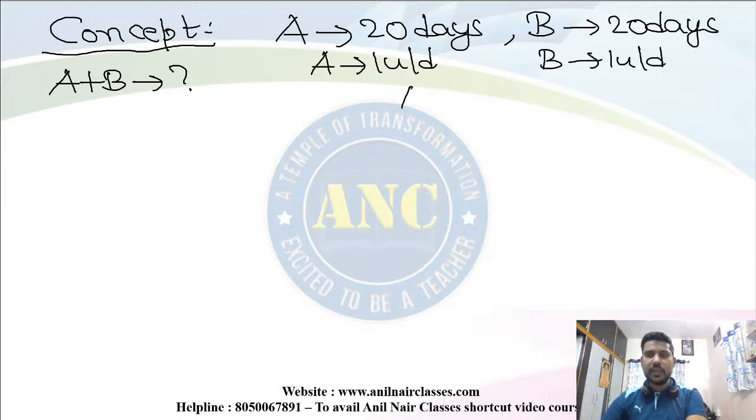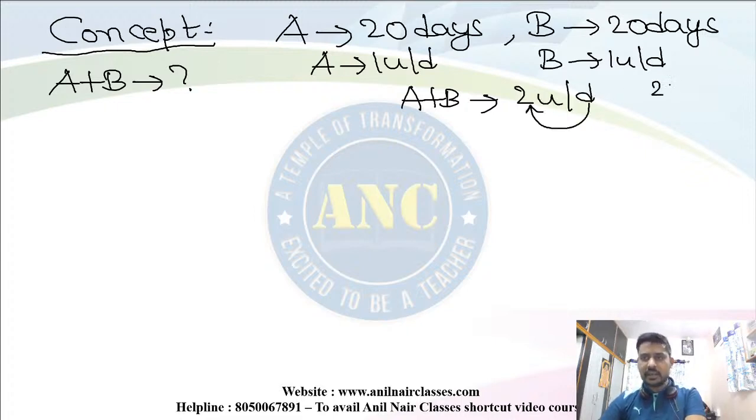So both of them together will distribute 2 units per day. The meaning of 2 units per day is, in one day they will distribute 2 units, but totally there are 20 chocolates. 2 units is 1 day, so 20 units means it is 10 days, right?